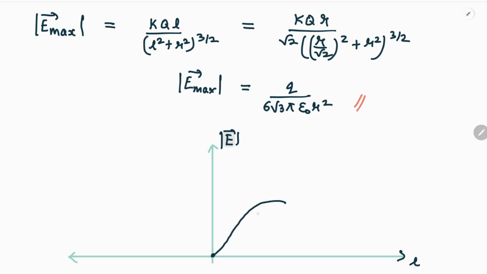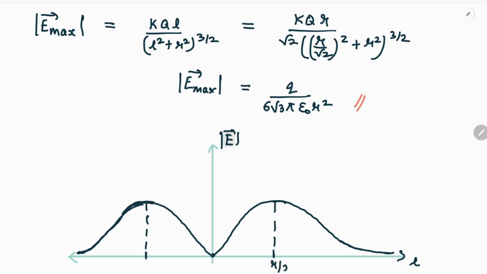At a distance of R by root 2, it will attain a maximum value, and then again at a greater distance it will behave like a point charge and the value will nullify itself. A similar graph can be obtained on this side. So we will obtain a graph like this. This is the point of maxima, that is R by root 2.